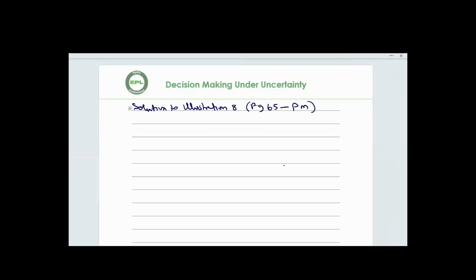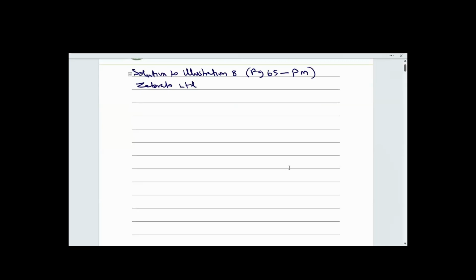Okay, the name of the company is Zebrato Limited. So the first thing that you are going to do, like I mentioned, is to construct a payoff matrix table. So I will then come here, payoff matrix table. Whether you are asked or not, that's the first thing you need to do.